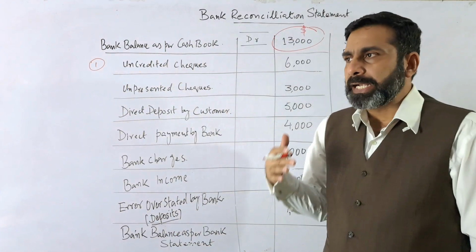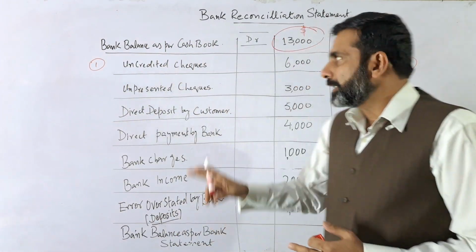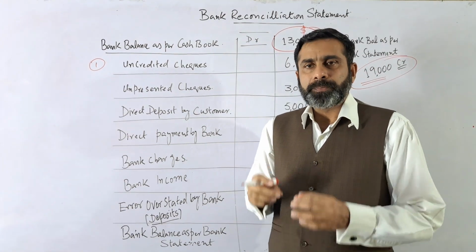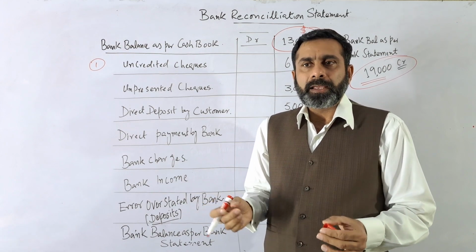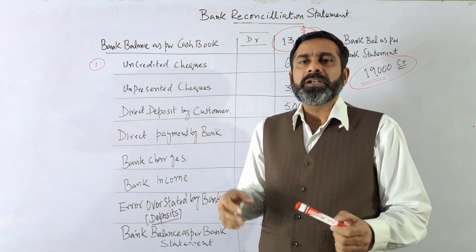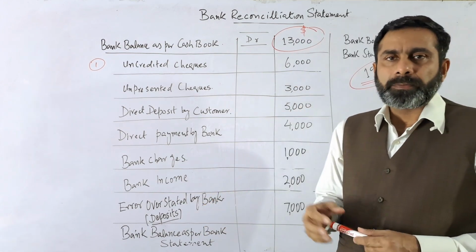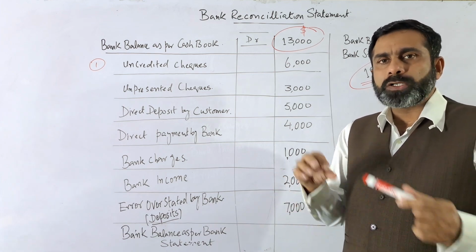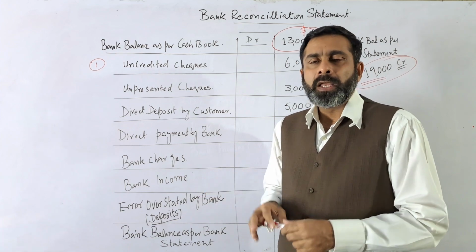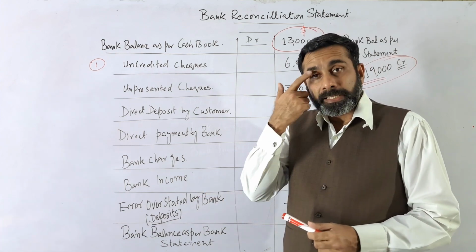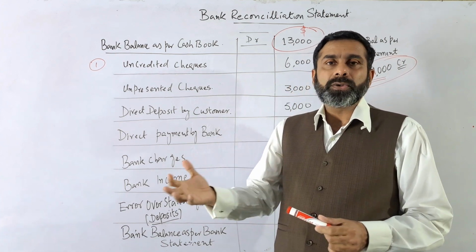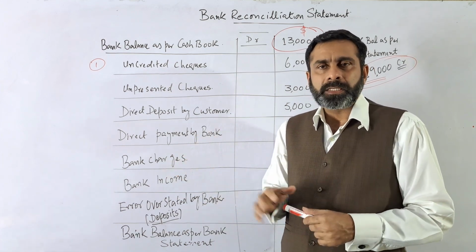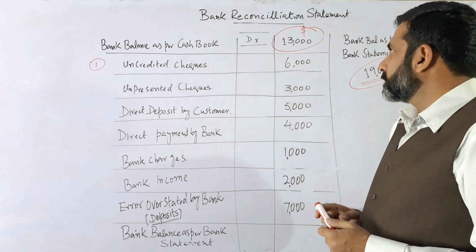is the uncredited checks. Uncredited checks are 6,000, meaning the amount that is deposited in the bank, but still not credited, or not collected by the bank. The business has received checks from the customers and deposited them into the bank account, but the bank has not yet credited or collected that amount. We have discussed the reasons, you can refer back to the previous lectures. So it is $6,000.